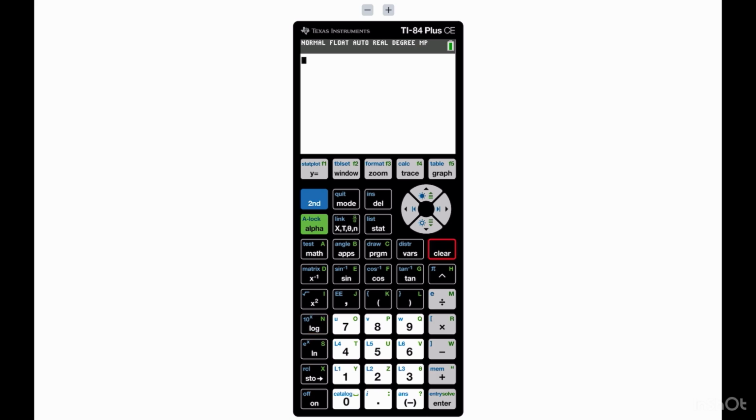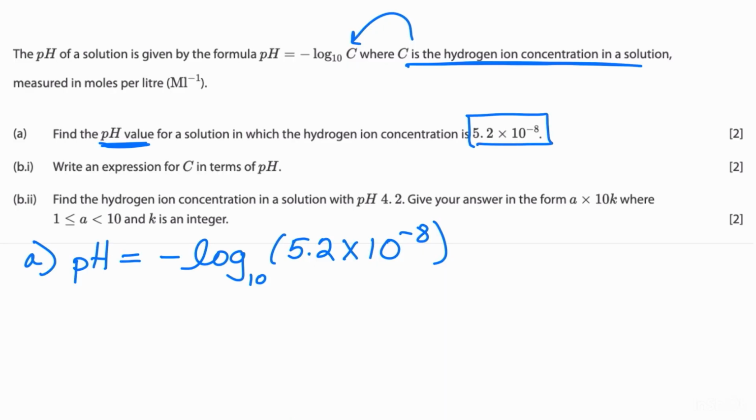If you don't remember that, that is okay. Let's go back. Let's put negative, go to math, go all the way down until you see log base. And now you can enter base 10 and you can fill in the rest. 5.2 times 10 to the negative 8 power. I'm going to go ahead and press enter, and that's going to be my answer. 7.283996656. I always recommend that you write the entire value, 7.2839966, and then round to 3 significant figures.